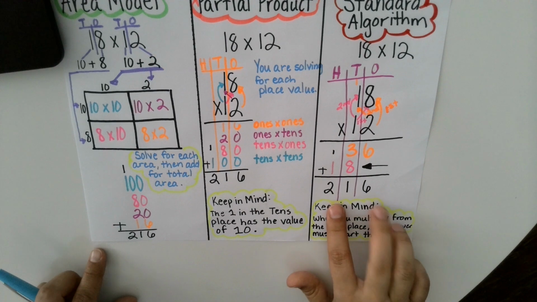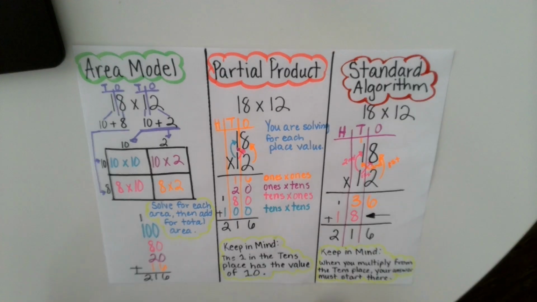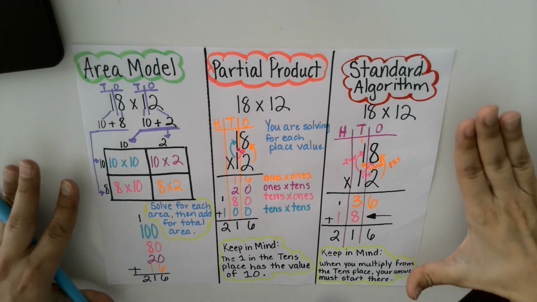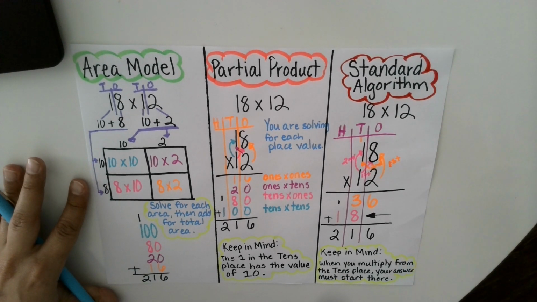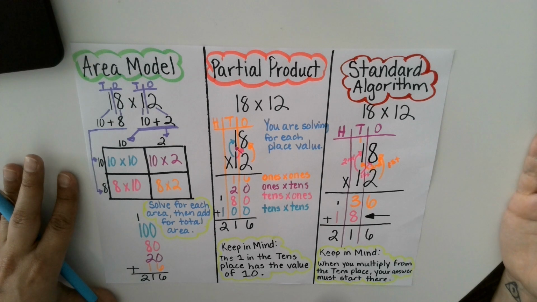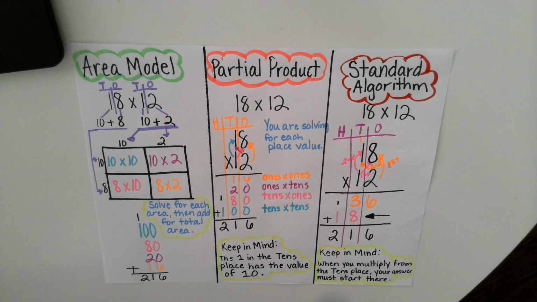So you go ahead and add that up, you get the 216. What might be helpful for those of you, if we're going to be at home for a while, is if you can take a picture of this, or even just freeze frame it and write this out for you, you can have your own little anchor chart at home to help you with all multiplication problems coming up.